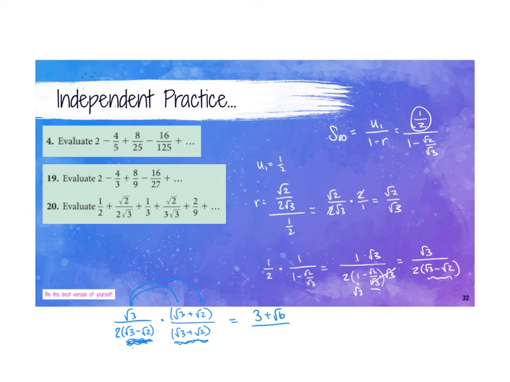We're going to FOIL it. Root 3 times root 3 is 3. Root 3 times root 2 is root 6. Negative root 2 times root 3 is negative root 6. And negative root 2 times root 2 is negative 2. These cancel, and 3 minus 2 is 1. It always works out that way if you multiply by the conjugate. That's why we did it.